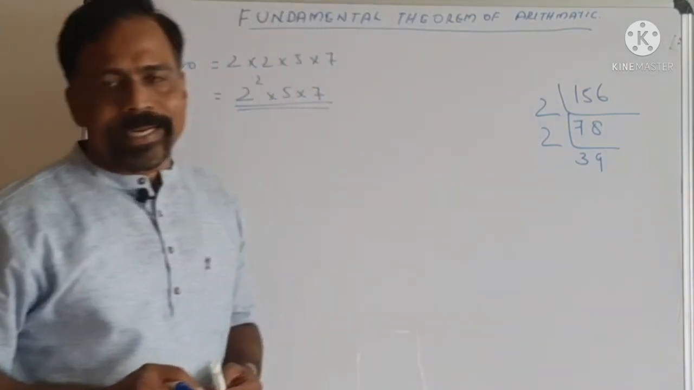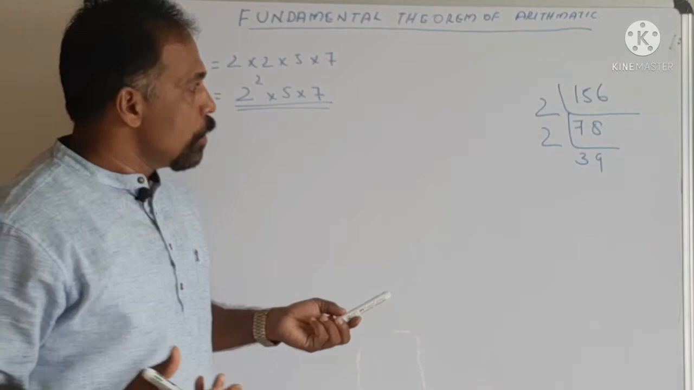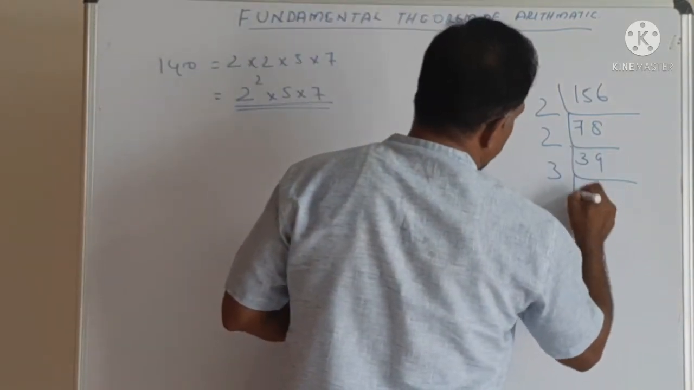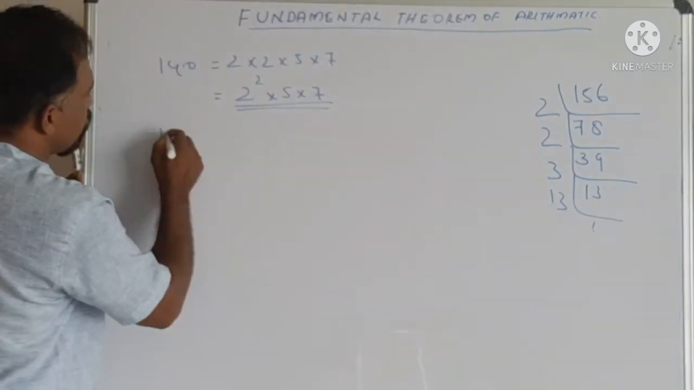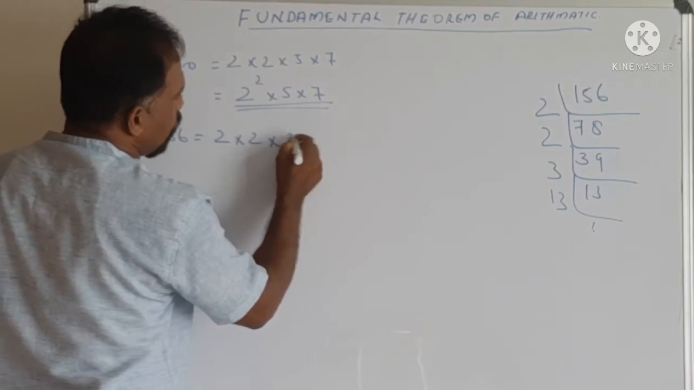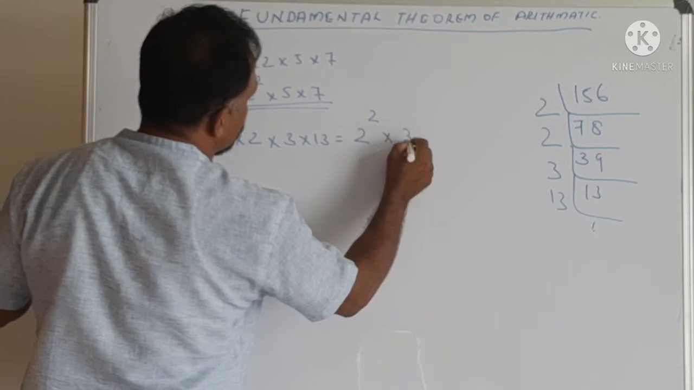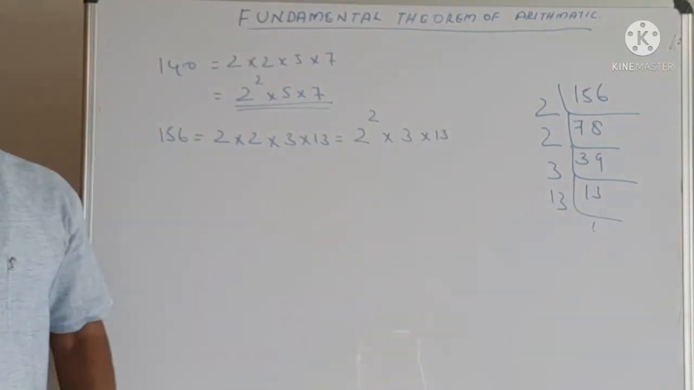Now this 39 is an odd number, so we will do it with a 3, it is 13. So we got the answer. 156 can be written as 2 into 2 into 3 into 13, that is 2 to the power 2 into 3 into 13. Clear? Okay.